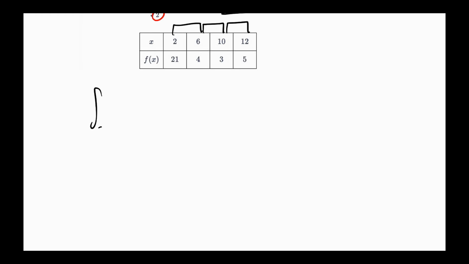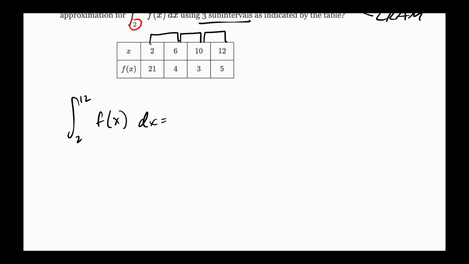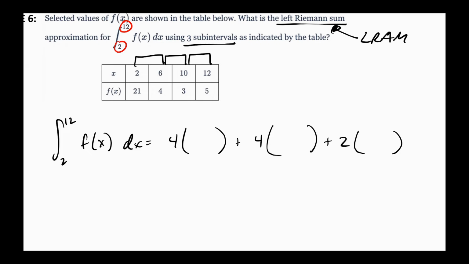Let's set it up. So we got to go from 2 to 12 for this function. The first rectangle has a width of 4, the next one 4, and then the last one's width of 2. So what's the height of the first rectangle? Yep, 21. We look at the left side, right? We don't need a middle on this one. The middle would be 4, but it's not MRAM, so we don't need a middle. But we do need a left side. So 21 will be the first one.